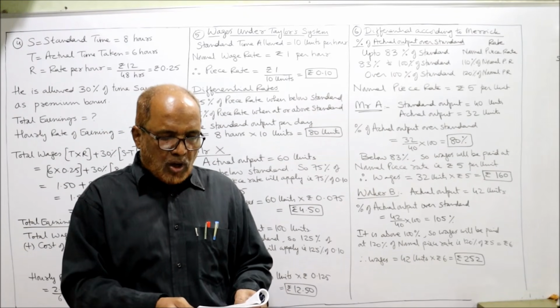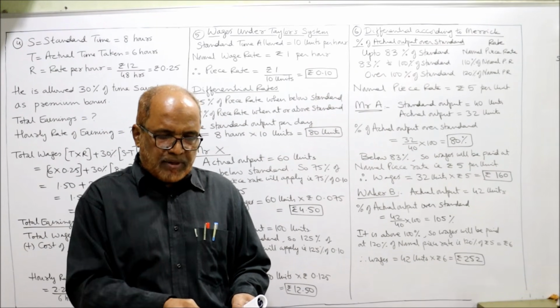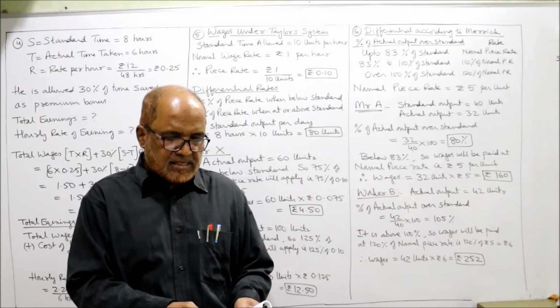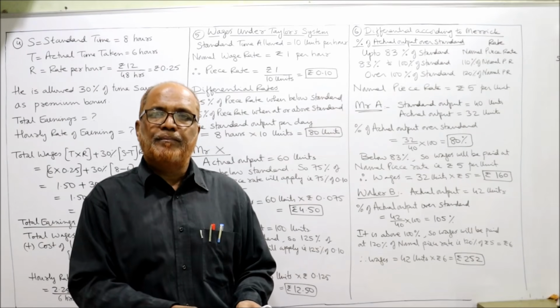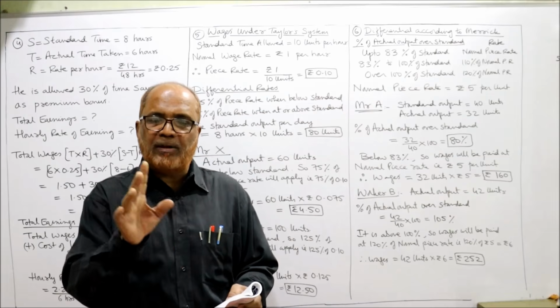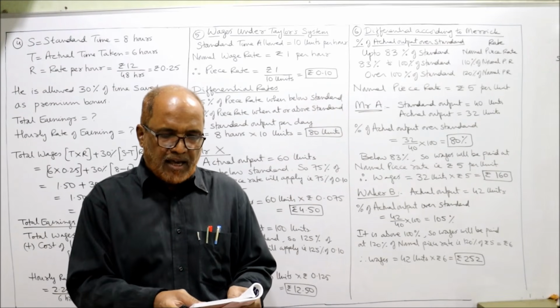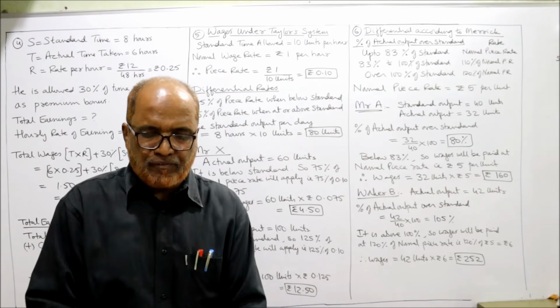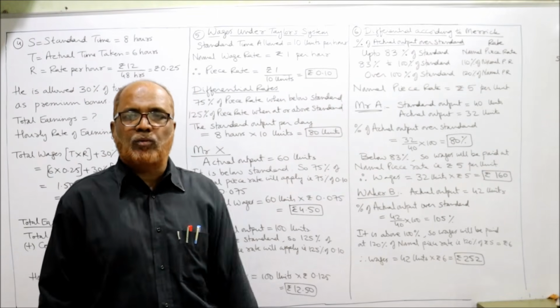Then normal rate is up to 85% of high task output, 5 rupees per unit. This is the normal piece rate. High task rate is 40 units per week, meaning the standard rate is 40 units per week. That means 1 week 40 units have to be made, this is the standard. Actual output of the workers for the week are A 32 units, B 42 units. So the actual output is given.